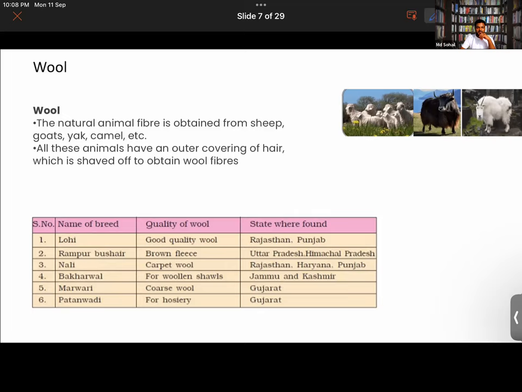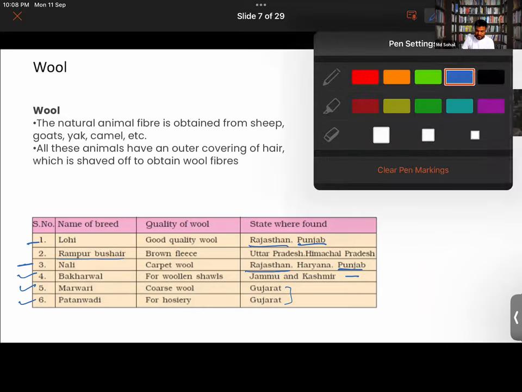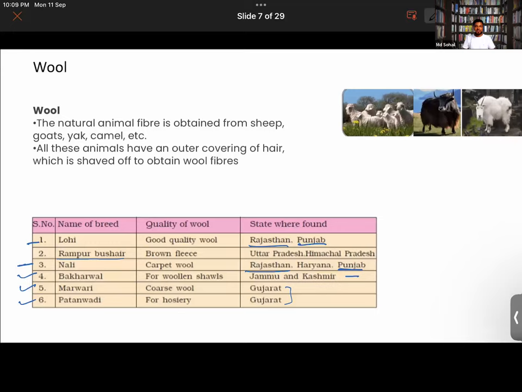Then Patanwadi. In the state of Gujarat, you have Marwari and Patanwadi breeds of sheep. In Jammu and Kashmir, you have Bakharwal. In Rajasthan and Punjab, you have Nali and Lohi breeds of sheep. In Uttar Pradesh or Himachal Pradesh, you have Rampur Bushair. At least remember a few of the names, at least two names. That will help you in the answer.